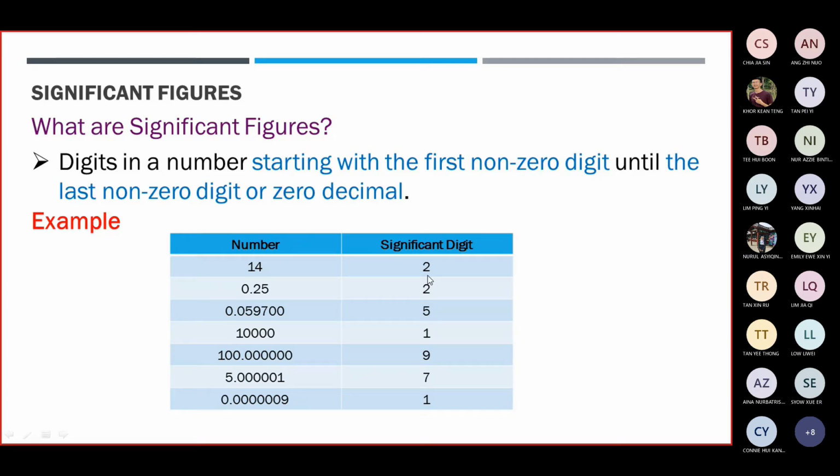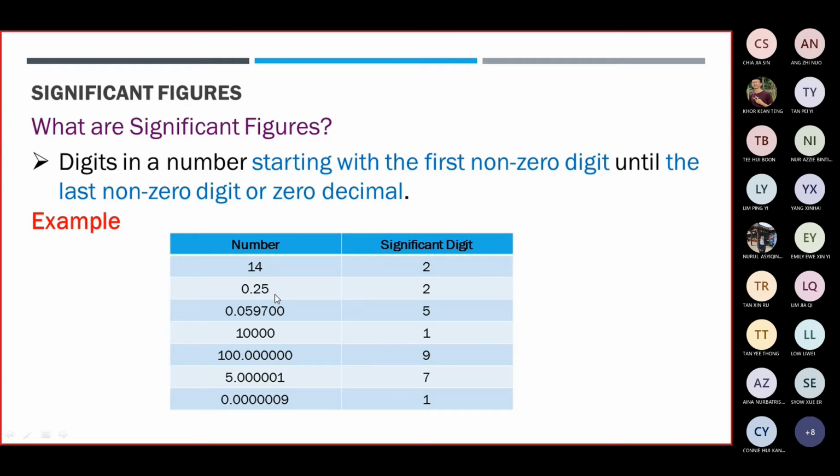Okay, move on to the second one, 0.25. As we know, the significant figure must start from the first non-zero digit, so the zero should not be counted. Since the first number right after the 0 is a 2, we count that, which means 1 and 2. So the number 0.25 has 2 significant digits.